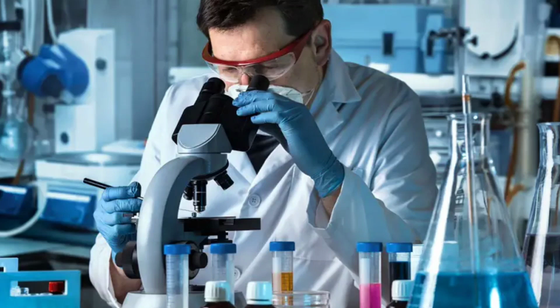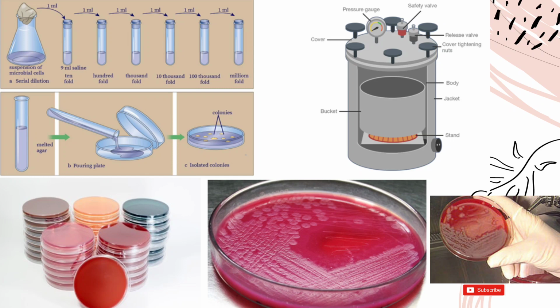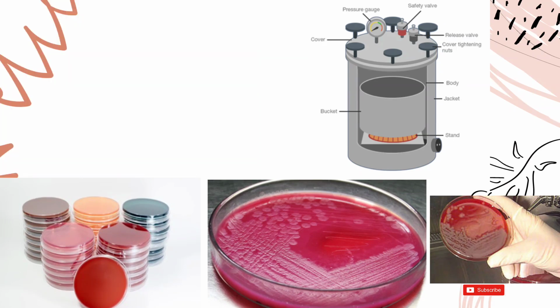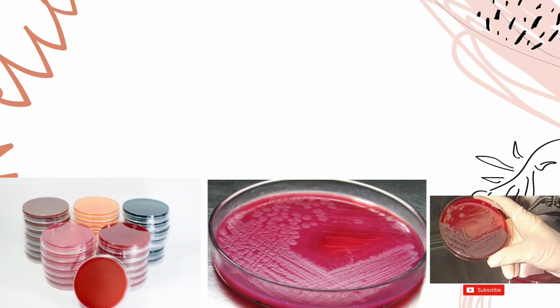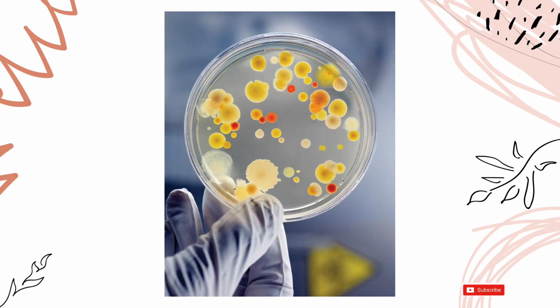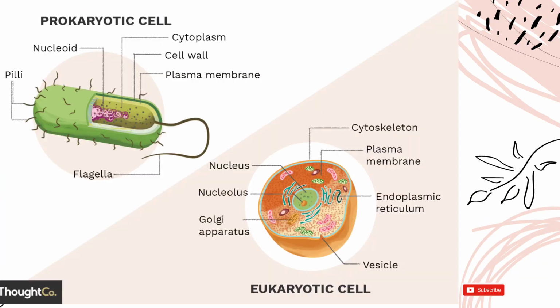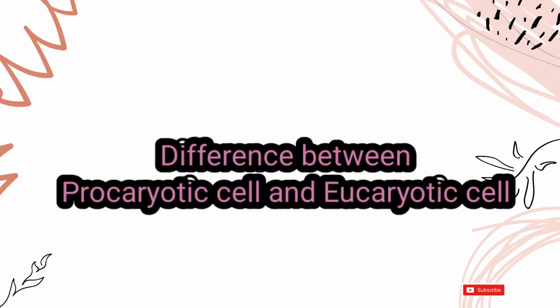Microbiologists usually first isolate a specific microorganism from a population and then culture it. Thus, microbiology employs techniques such as sterilization and the use of culture media that are necessary for successful isolation and growth of microorganisms. Then, what is the difference between a prokaryotic cell and a eukaryotic cell?